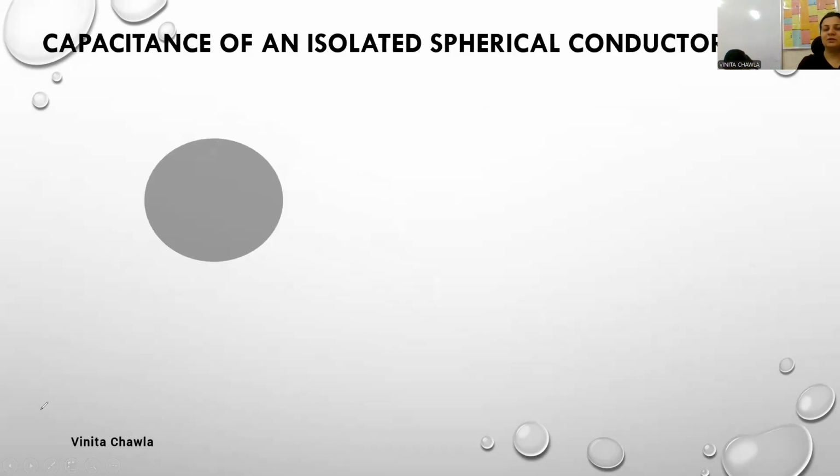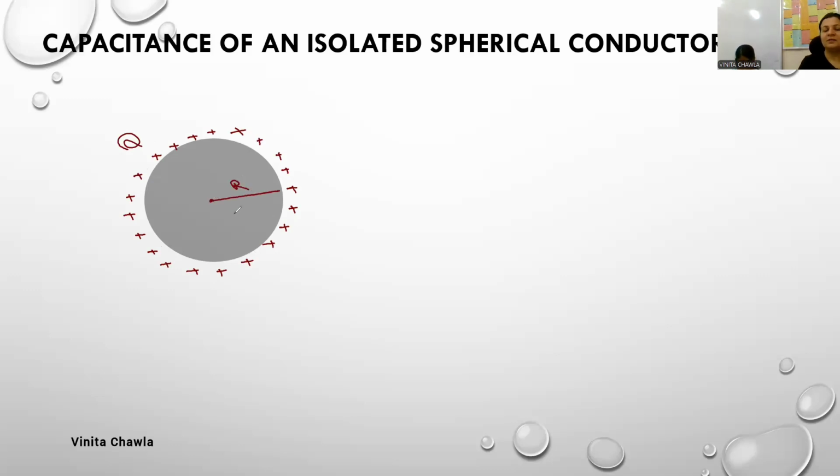Capacitance of an isolated spherical conductor. So if we have a spherical conductor, if we give charge to a spherical conductor, then whole charge resides on its outer surface. We know this, right? When we give charge to a conductor, no charge resides inside the conductor. Whole charge resides on its outer surface. Suppose we have given charge Q to this conductor, and this is a spherical conductor. Let R be the radius of this spherical conductor.